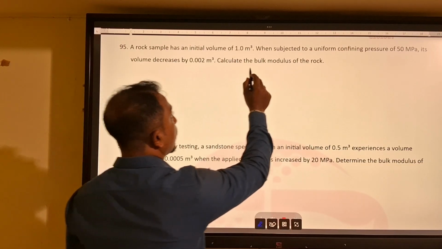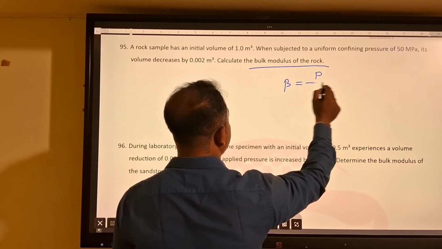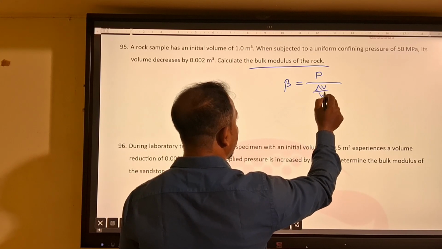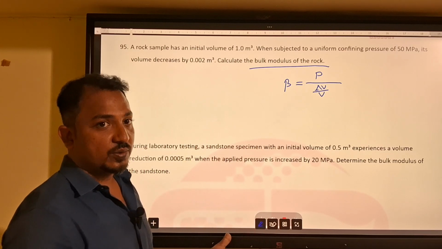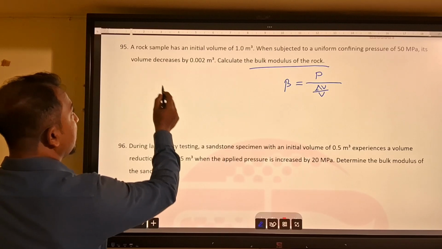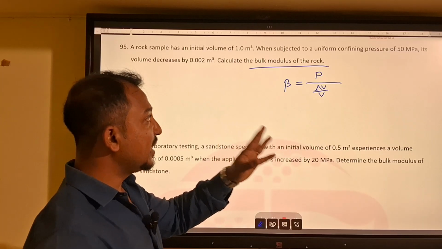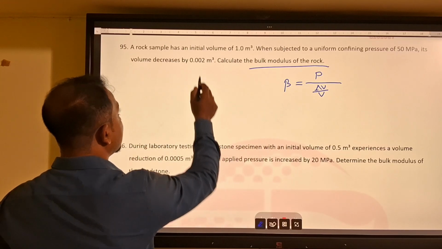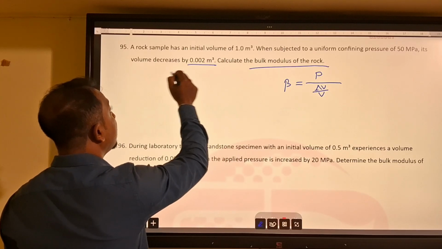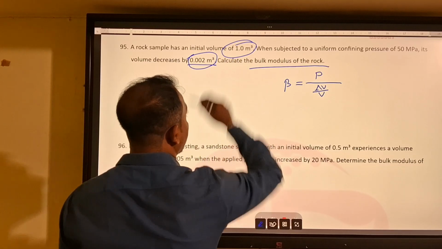Then comes the calculation of bulk modulus. Bulk modulus is calculated by pressure divided by volumetric strain, that means del V by V. Del V is the change in volume, V is the original or initial volume, and P is applied pressure. So let's solve this problem. A rock sample has an initial volume of 1 meter cube. When subjected to uniform confining pressure of 50 MPa, its volume decreases by 0.002 meter cube. That is the del V, the change in volume, and the initial volume is 1 meter cube.